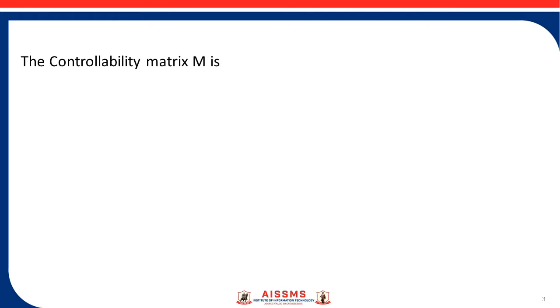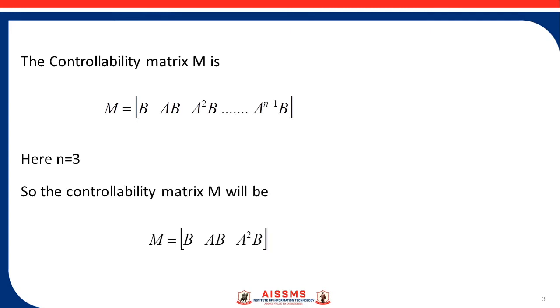That totally depends on the controllability matrix M. We know that M is equal to the matrix B, AB, A square B, and so on up to A to the n minus 1 times B. Here the order of matrix A is n by n, that is 3 by 3. So the value of n is equal to 3 here. If you put n equal to 3 in this equation, then the controllability matrix will be M equals B, AB, A square B.